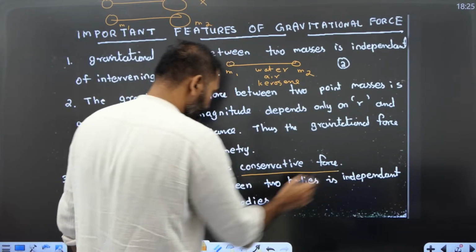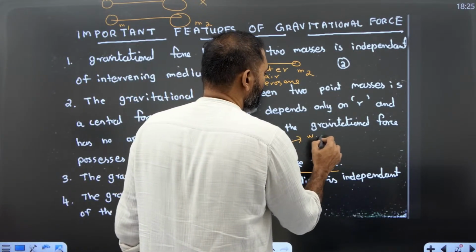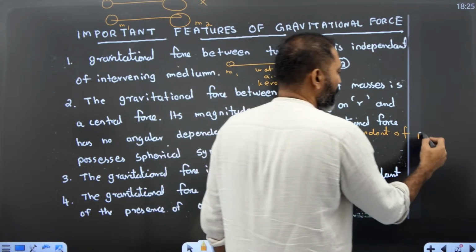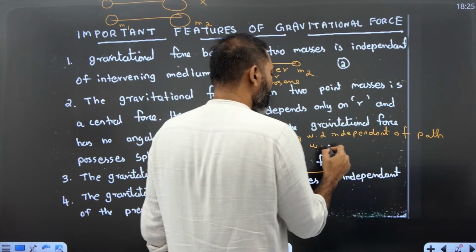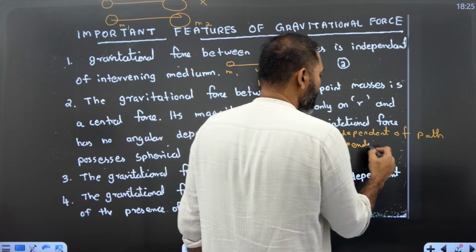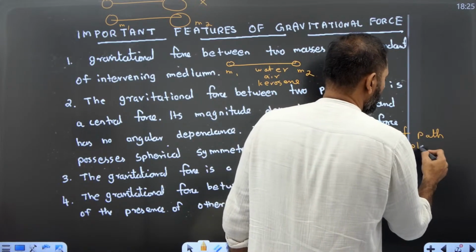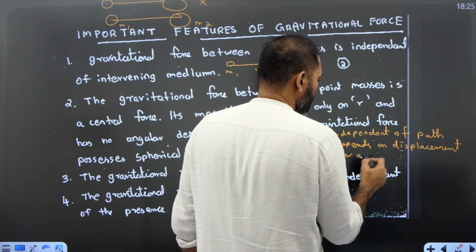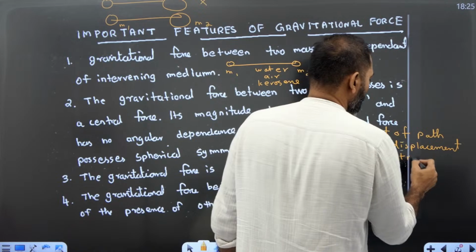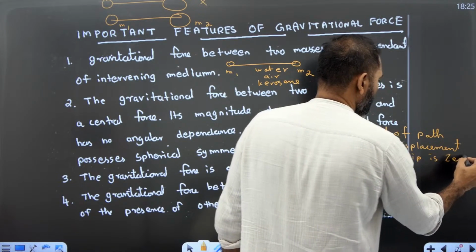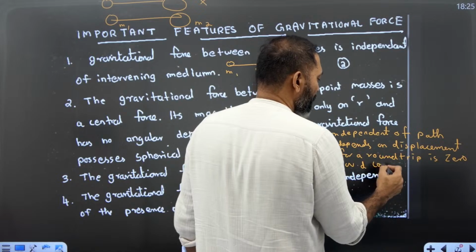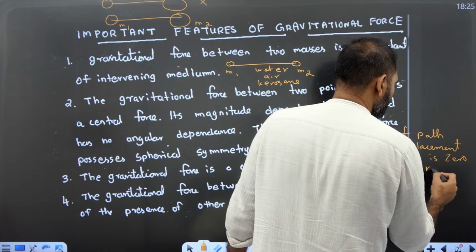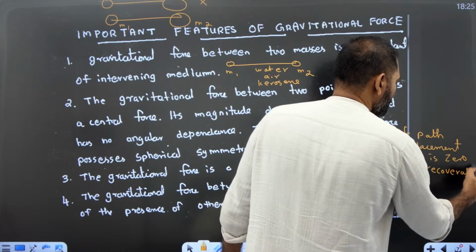Gravitational force is a conservative force. What are the properties of a conservative force? Work done is independent of path. Work done depends on displacement. Work done for a round trip is 0. Work done is completely recoverable. That we have explained in the work, energy and power chapter. These are the features of gravitational force.